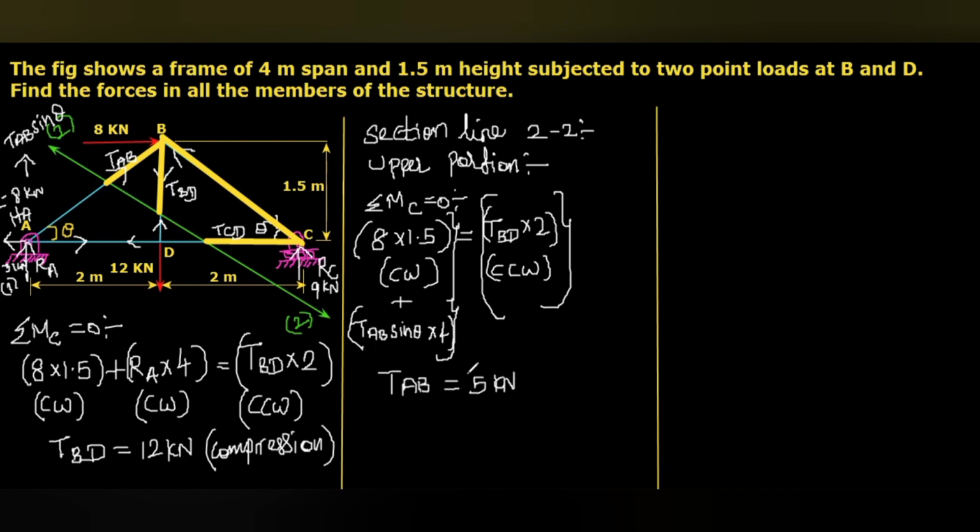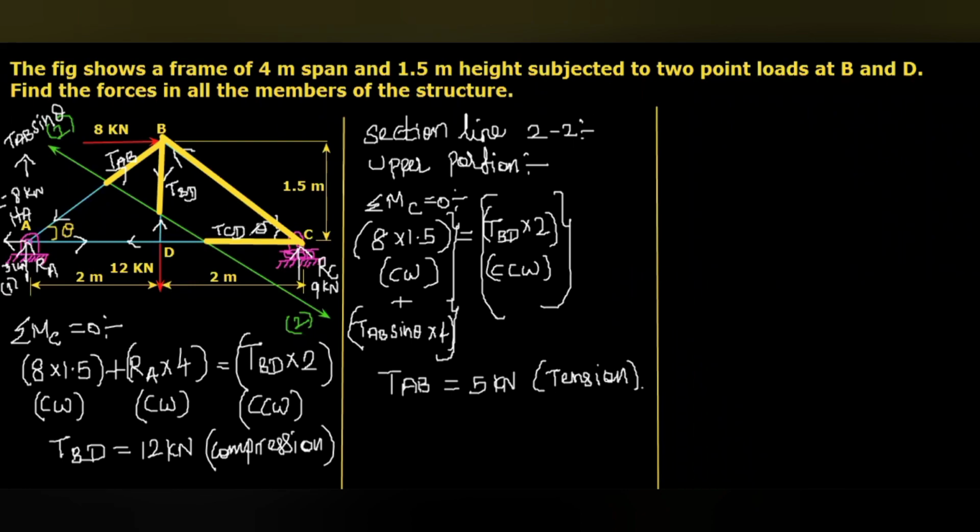Okay, and then here you can see for the point A, it is acting inward, sorry, point B. So for point A also, it will be inward. So that will be tensile in nature. Do you understand? That is tensile in nature. Then the only member, that is TCD, we have to calculate.